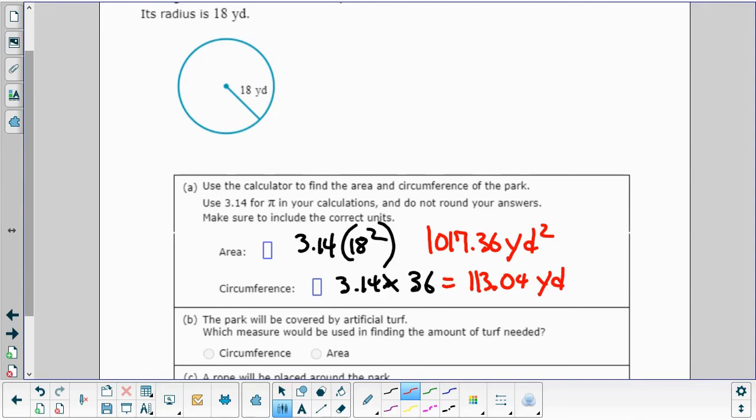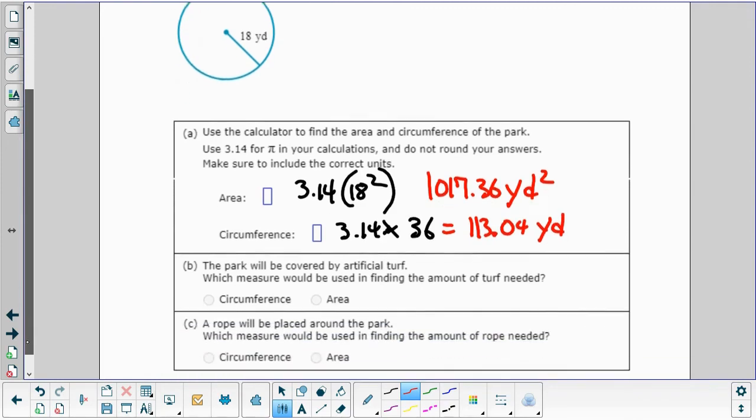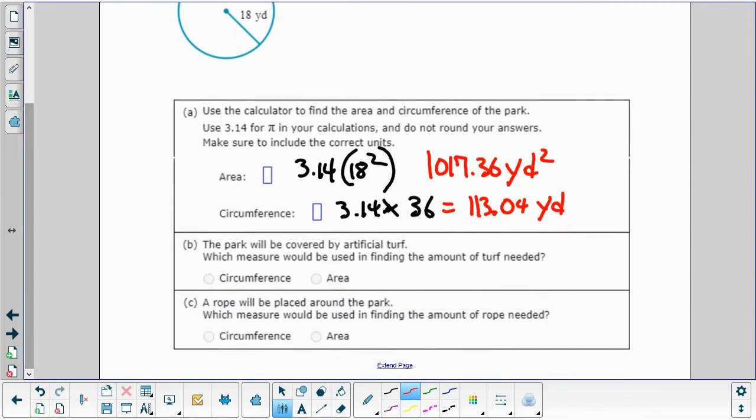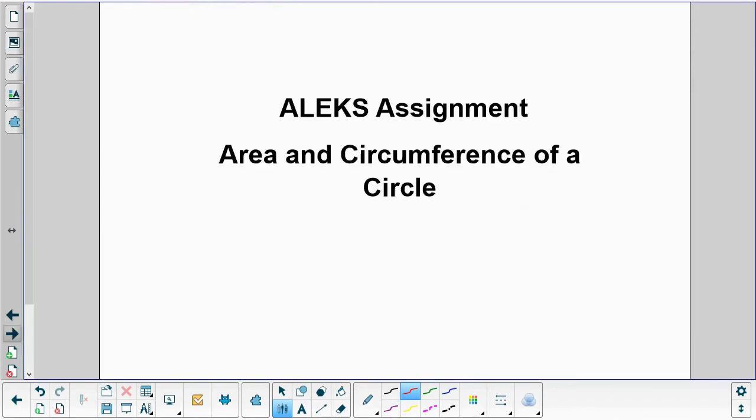Then at the end of the problem, it asks us another question. It says, the park will be covered by artificial turf. Which measure would be used in finding the amount of turf needed? Well, that would be the area because you're covering the entire park. The next part, a rope will be placed around the park. Which measure would be used to find the amount of rope needed? Well, that would be the circumference.